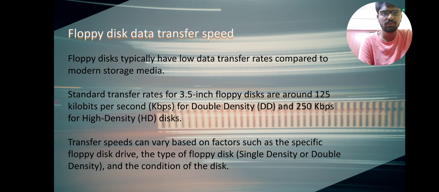Floppy disk data transfer speed. A floppy disk typically has low data transfer rates compared to modern storage media. Standard transfer rates of 3.5 inch floppy disks are around 125 kilobits per second for double density, and 250 kilobytes per second for high density disks. Transfer speeds can vary depending on factors such as the type of floppy disk and the condition of the disk.